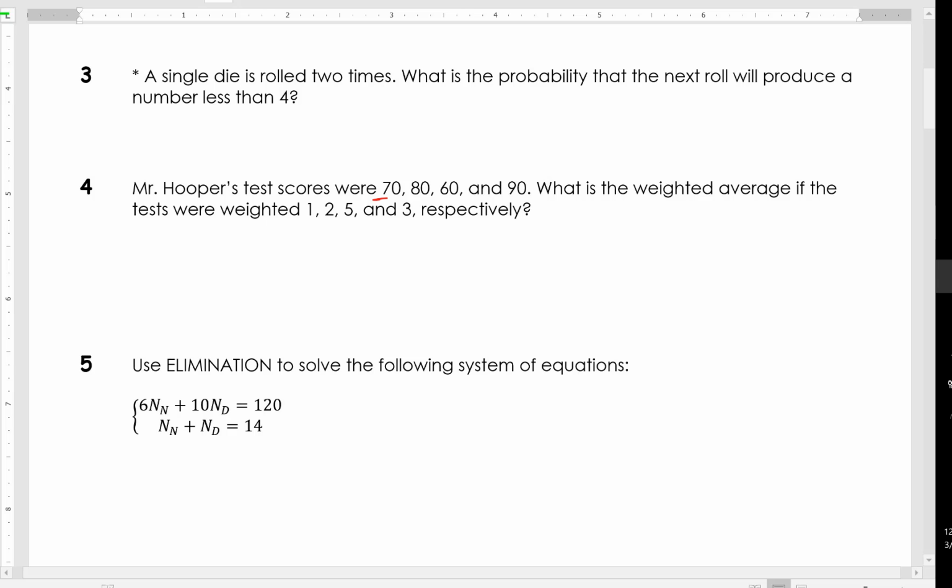So the first test just counts as 1 test. The second test counts as 2 tests. The third test counts as 5 tests. And the fourth test counts as 3 tests. That's kind of what it's saying. It's as if you were going to add 70 plus 80 plus 80 plus 60 plus 60 plus 60 plus 60 plus 60 plus 90 plus 90 plus 90. It's as if each test happens that many times.